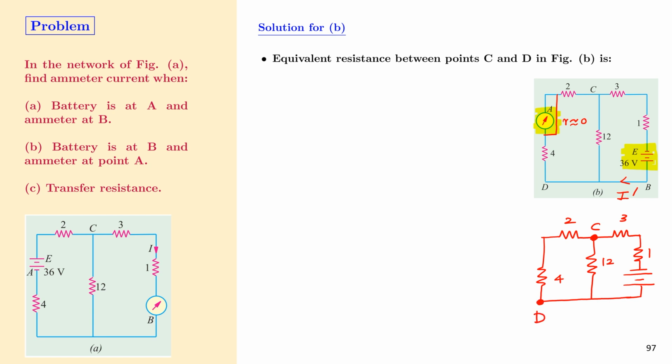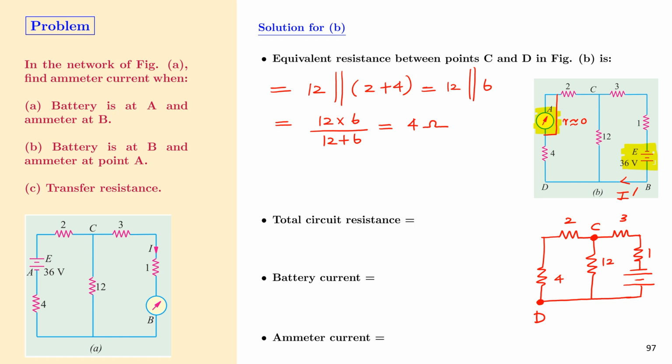We now have to calculate the equivalent resistance between points C and D. Between C and D, the 4 ohm and 2 ohm resistors are in series, and they are in a parallel combination with the 12 ohm resistor. That is, the 12 ohm resistor is in parallel with a series combination of 2 and 4. This is 12 in parallel with 6. Therefore, this is 12 multiplied by 6 divided by 12 plus 6, and this is equal to 4 ohm.